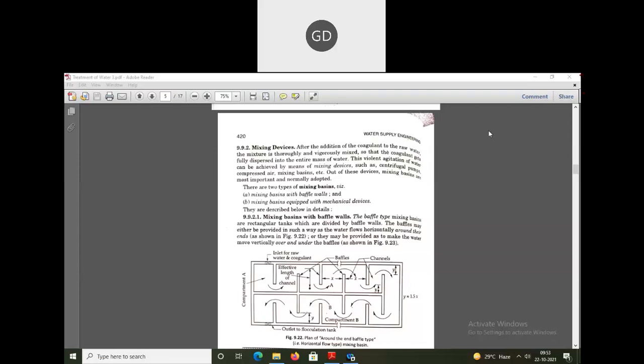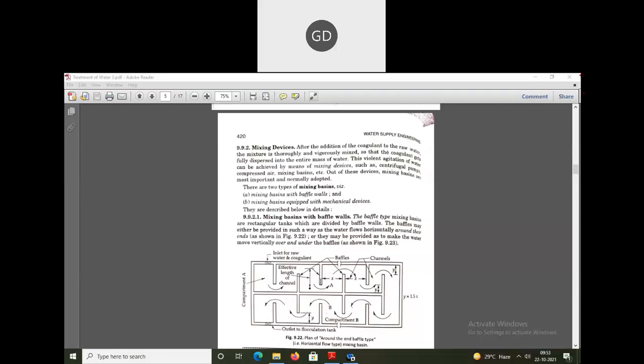In the mixing basin, there are two types of mixing basins. Number one is the mixing basin with baffle walls, and the other is a mixing basin equipped with mechanical devices. Here in this picture you can see a mixing basin with a baffle type. These baffles are walls placed in opposite directions.